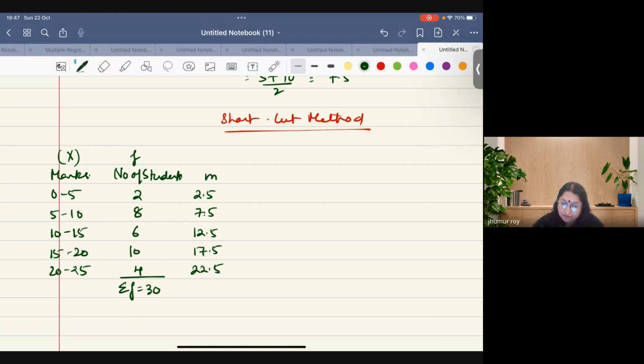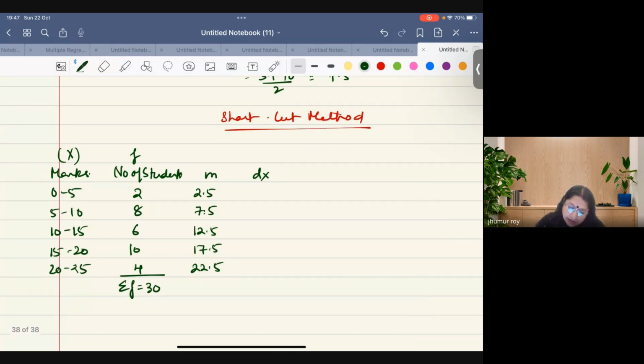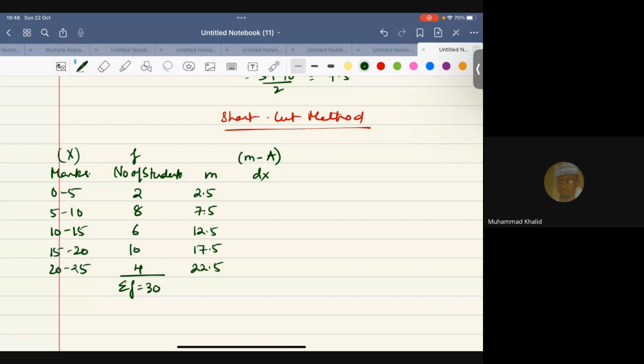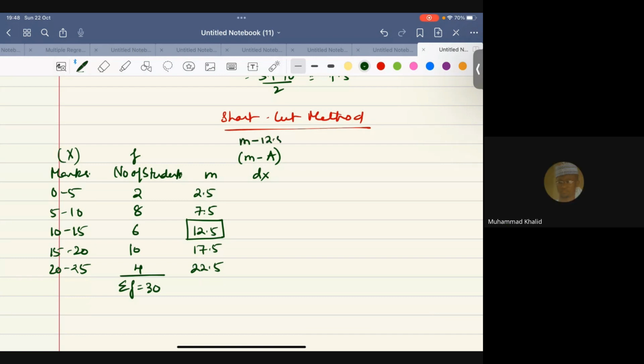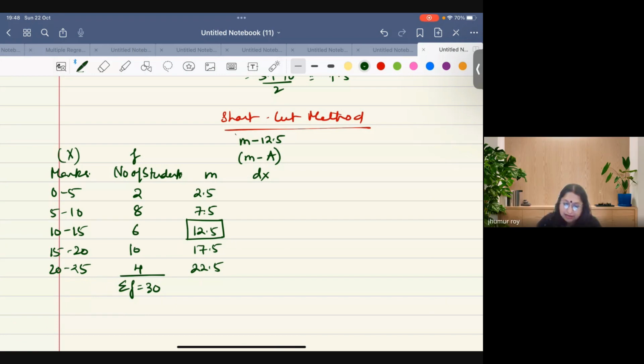Now what do we have to find? We have to find dx, that means deviation from x. But here you can also write it as dm if you want, because it will be mid value minus assumed mean. So what is the mid value? I am taking 12.5 as my mid value, so it will be m minus 12.5. Is it clear? I am taking 12.5 because it is the center value.